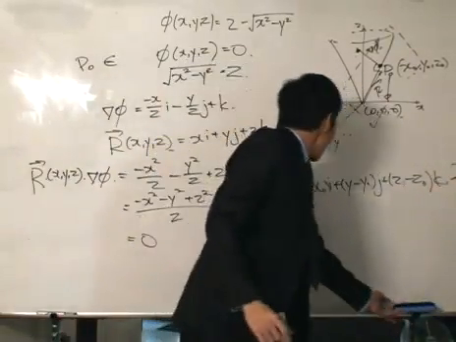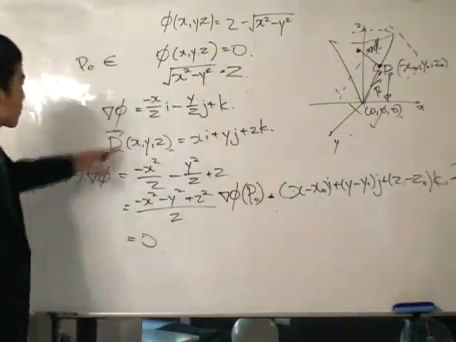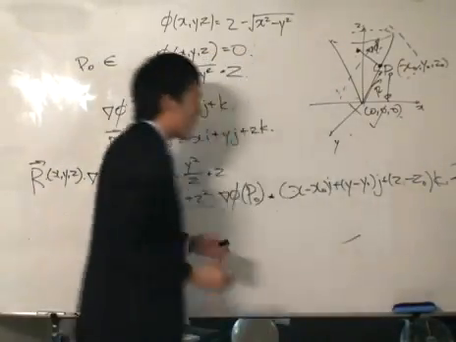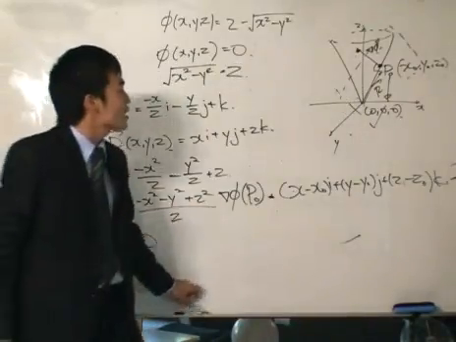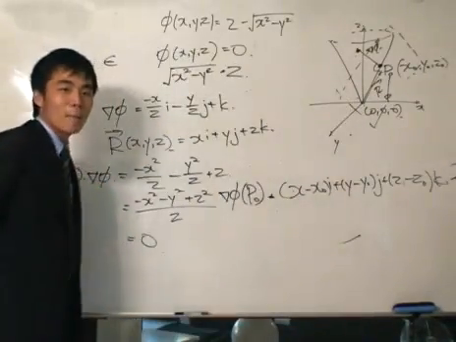Put it in, write them down as separate components, dot them together, and you get the big equation, and that equation is the equation of the tangential plane. Quick example, I hope you like it.